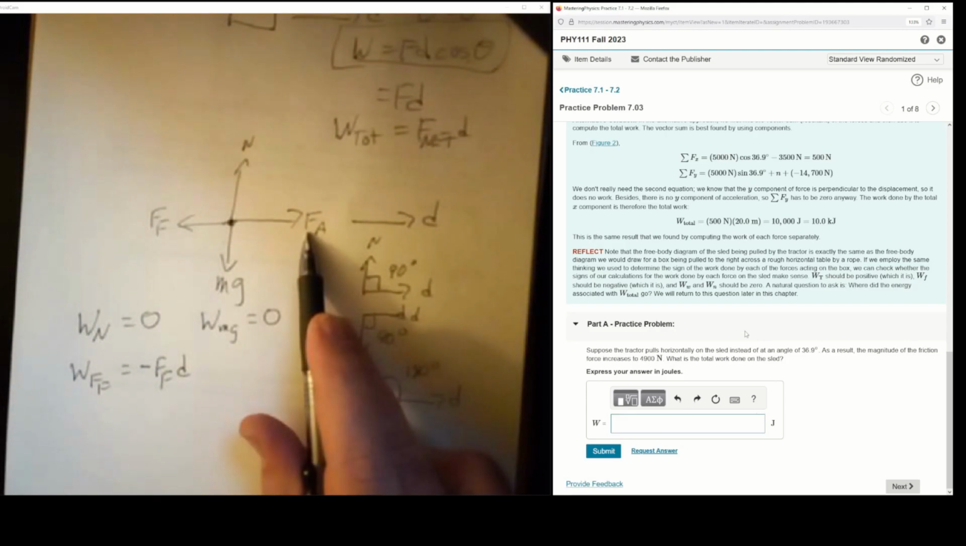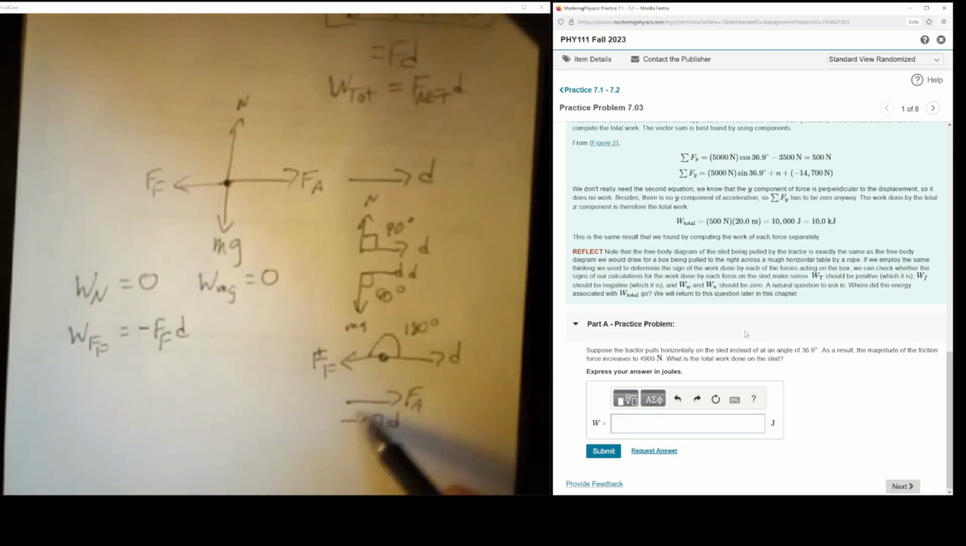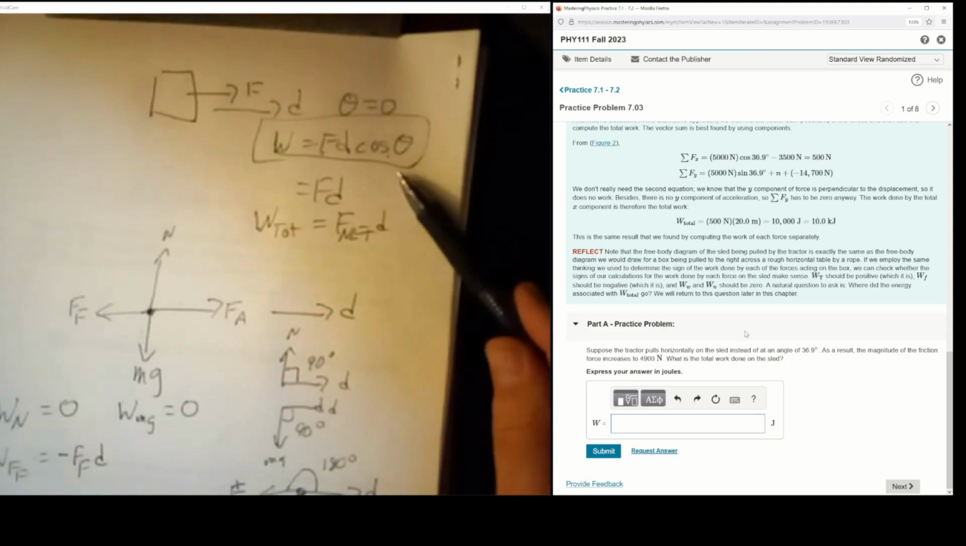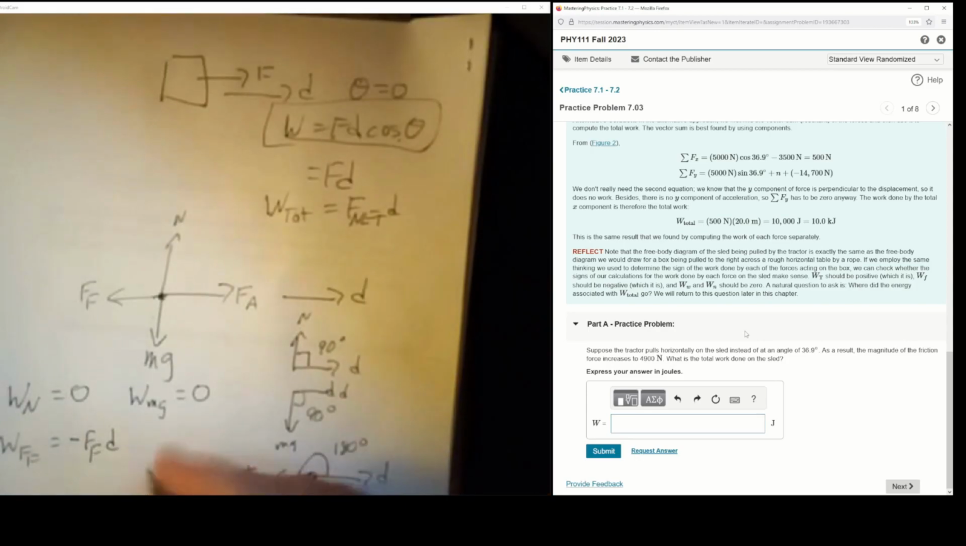And if we look at the force applied going to the right, and our displacement also going to the right, the angle between these is then 0. And that's the angle we would plug into our formula. Cosine 0 is 1. And so that just leaves us with the work done by the applied force would be the applied force times the distance traveled.